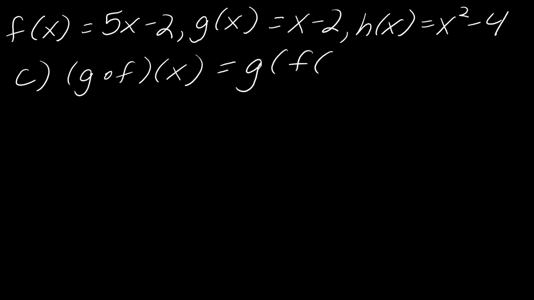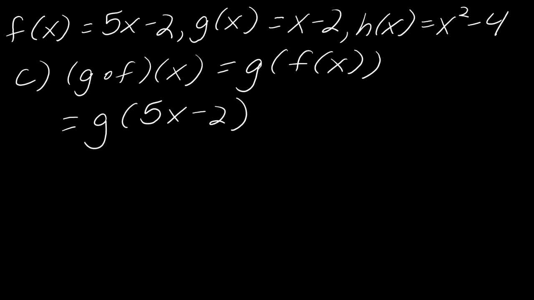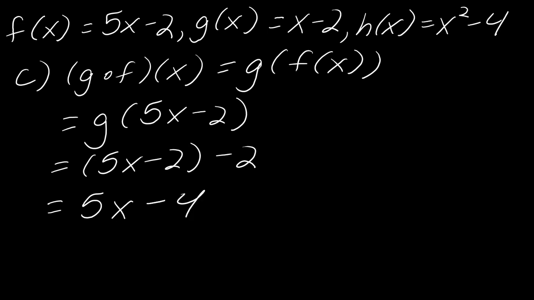Okay, so what I need to do is g of f of x. So I start from the inside. So this is going to be g of 5x minus 2. If I plug that in, this is going to become 5x minus 2 minus 2. And so what does this equal? This will equal 5x minus 4.